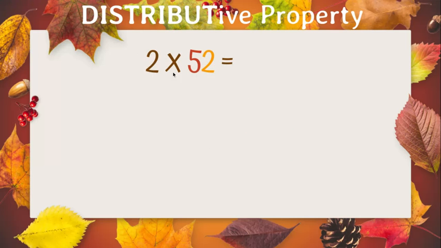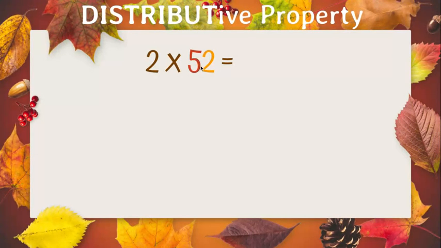Let's try this again. So now I've got 2 times 52. So remember, I'm going to expand this, and then I'm going to have to distribute my 2, right? So I'm going to take my 52. It doesn't matter if the 52 is on this side or on this side. I could say 52 times 2 or 2 times 52.